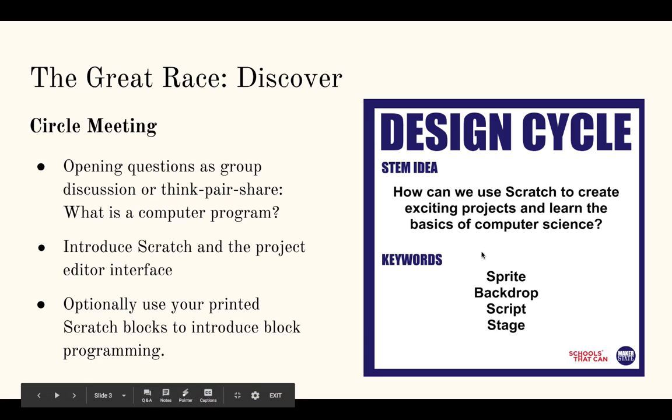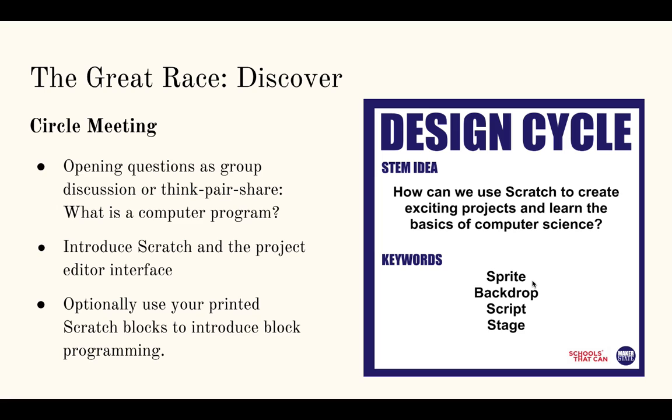And that's when we're going to get to our keywords here. And these are the main components of the project editor. We have sprites, and sprites are all the characters or interactive objects that we're going to program and have be part of our projects. Our backdrops are our background images for our projects. Our scripts are the actual code that we're going to write. And our stage is the place where we see our project being built in real time, where we can view it as we're building it.